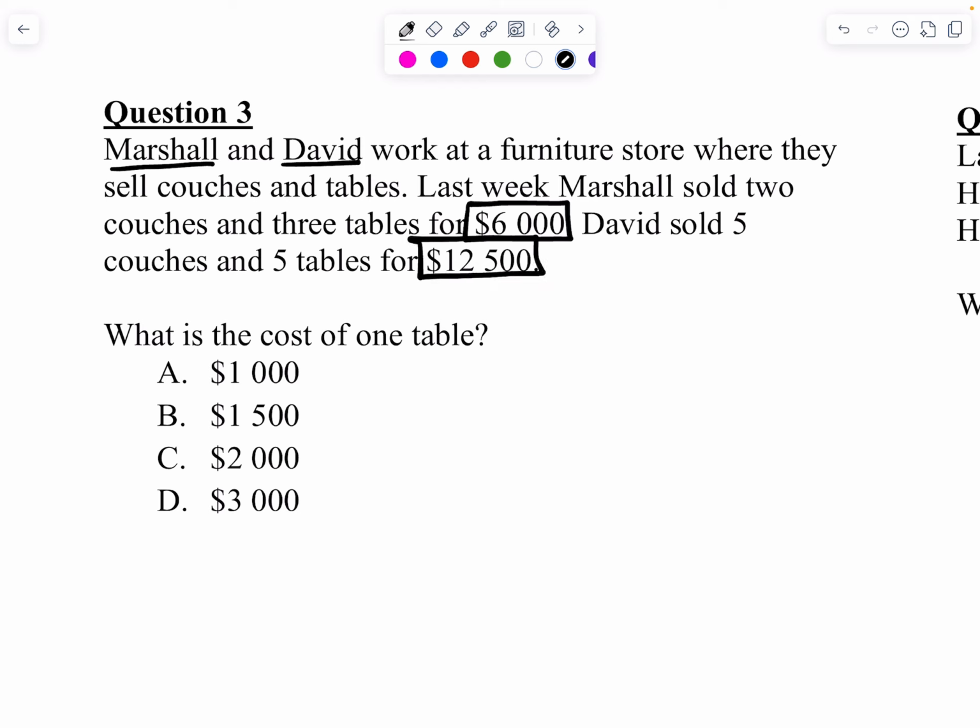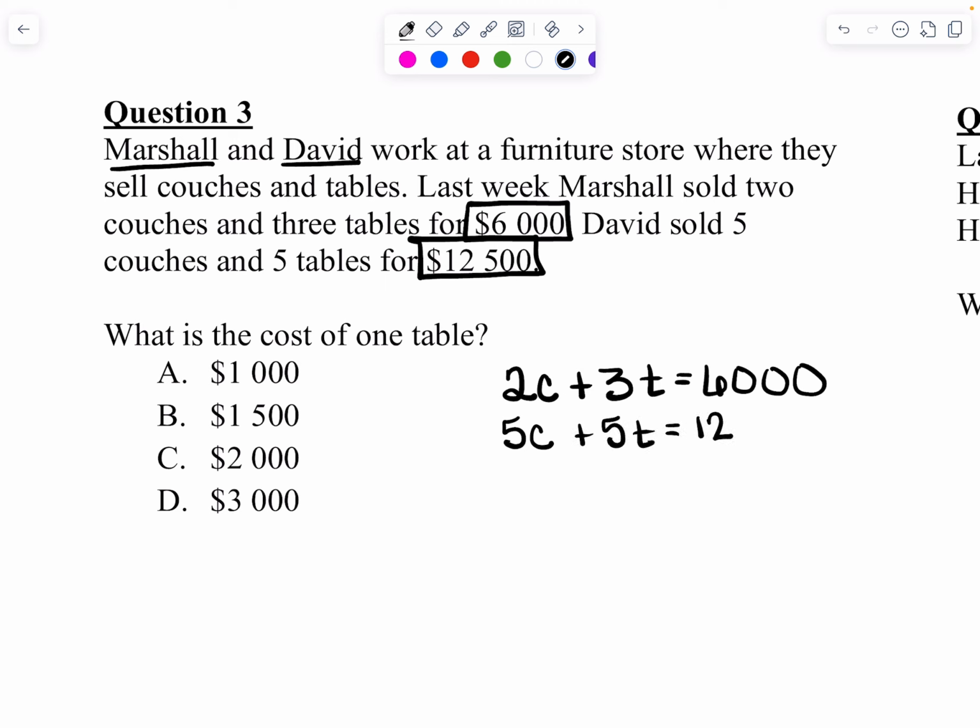and $12,500. So what did Marshall sell? Well, Marshall sold 2 couches and 3 tables, and he made $6,000. And then David sold 5 couches and 5 tables, and he made $12,500 in sales. Okay. Now we want to combine these, so I'm going to put the equal sign. Now, they're asking me to find the cost of 1 table.